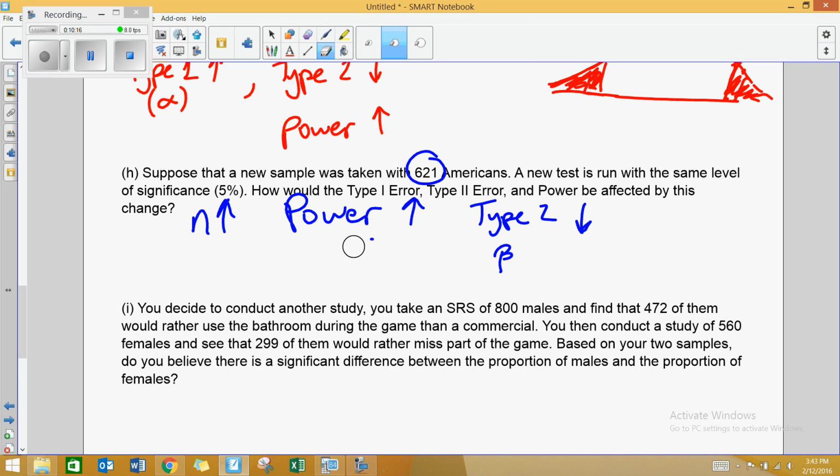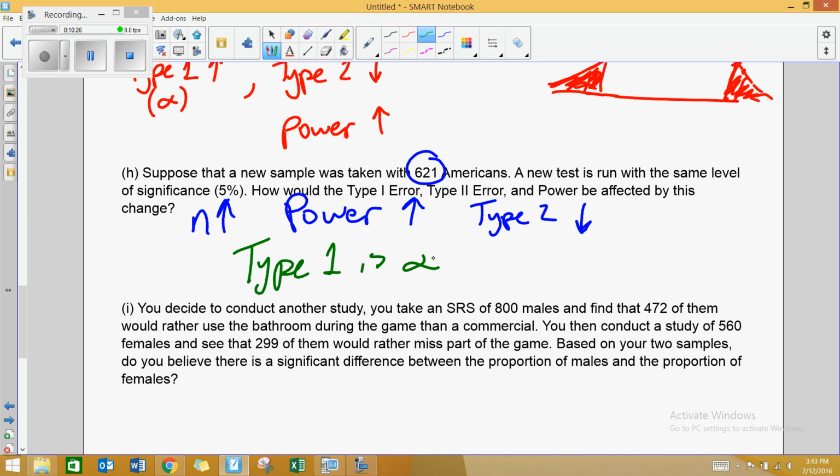Okay, now what's type 1 doing this whole time? Type 1, if we remember from 30 seconds ago, is alpha. So what did our problem say alpha was doing? Alpha was staying the same. So type 1, that's a 1.